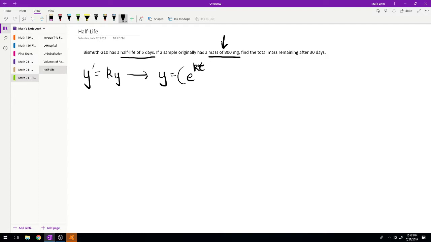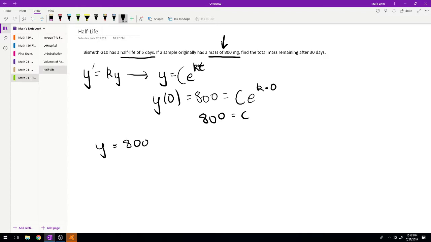I always like to start with the initial amount first. So y of 0, the initial amount at time 0 days, is 800. And that is equal to c e to the k times 0. E to the 0th is 1, so we just get 800 is equal to c. Now we'll go ahead and plug that back into the original equation, and our updated equation is y equals 800 e to the kt.